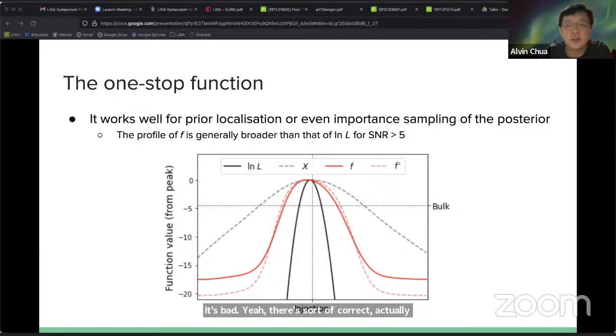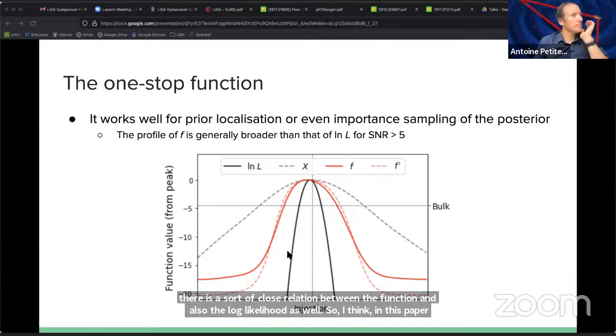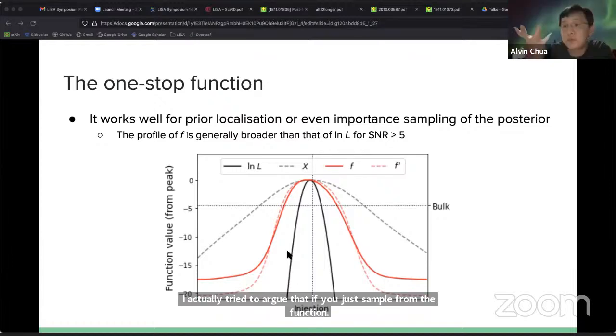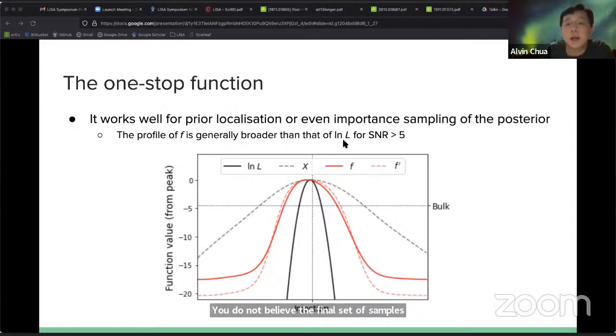Actually, there is a close relation between the function and also the log likelihood as well. So in this paper, I actually try to argue that if you just sample from the function, you do end up with a final set of samples from that distribution. And I argue that it's generally always slightly broader than the bulk of the posterior itself. But it's not too much broader, so it's pretty well localized.